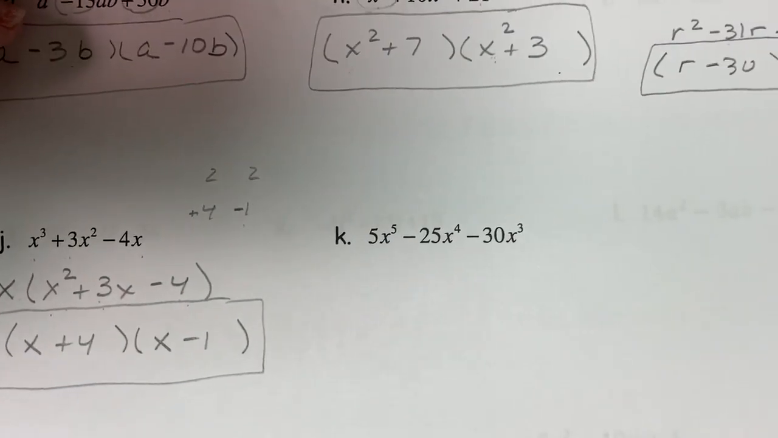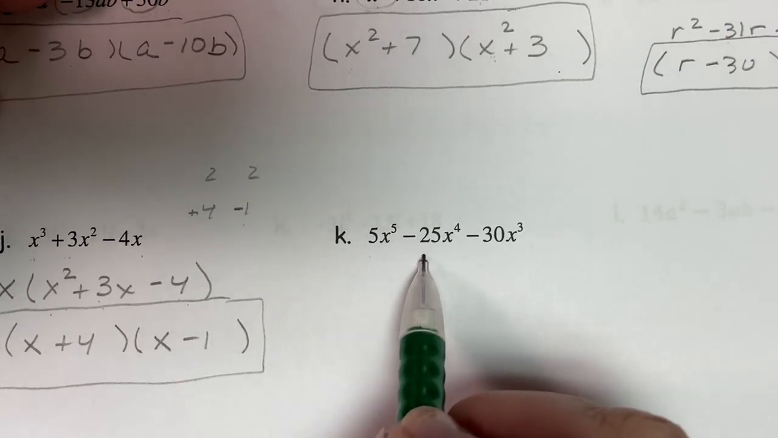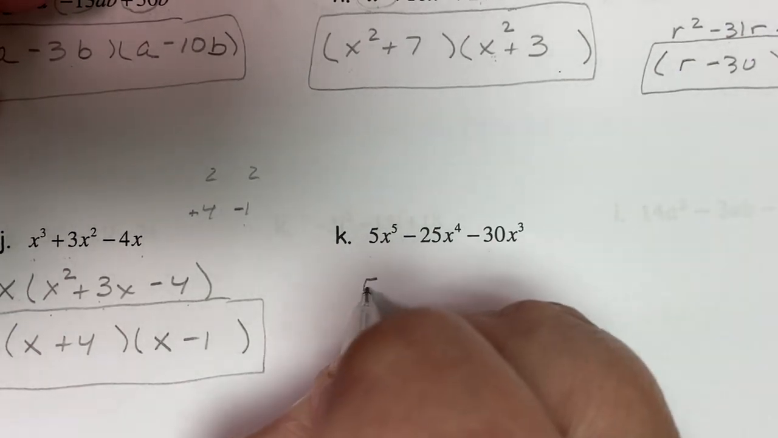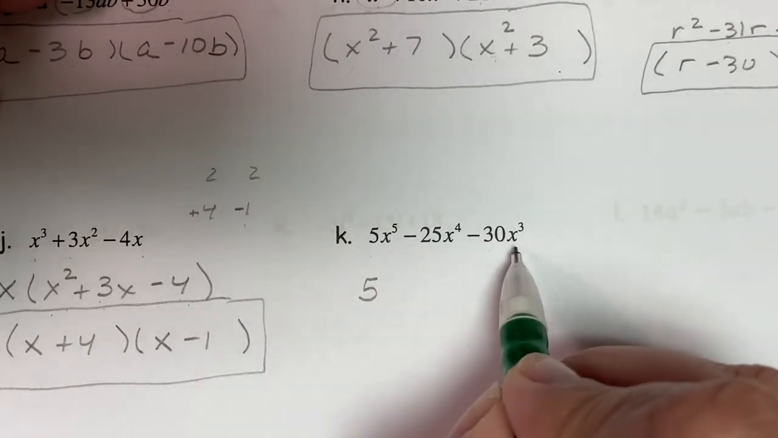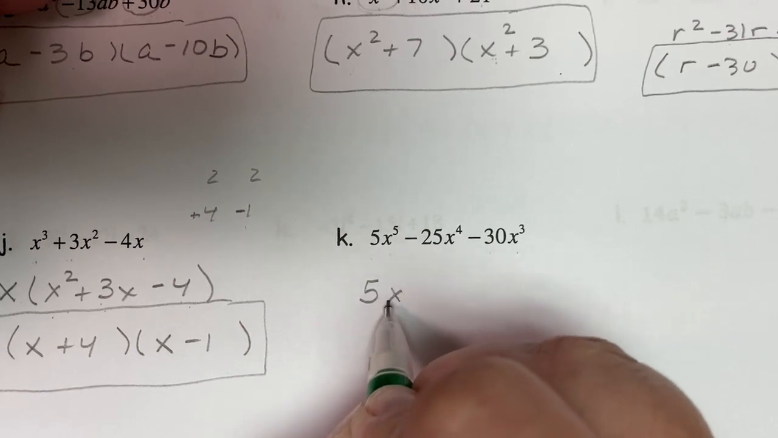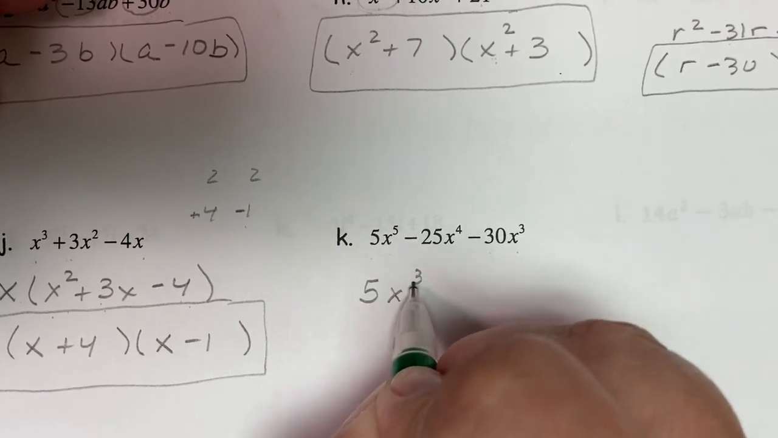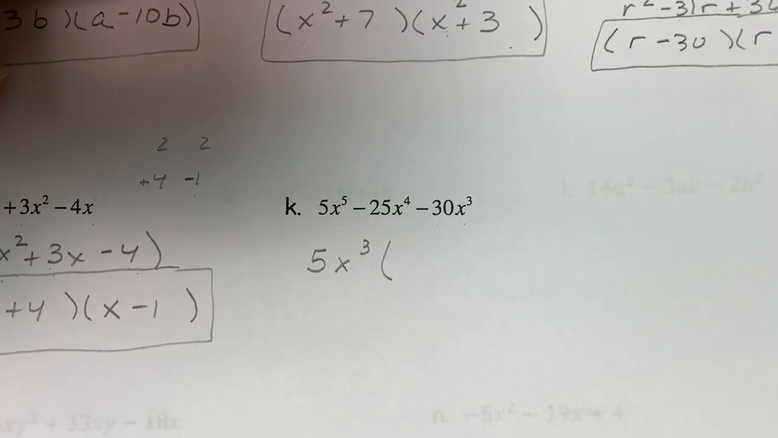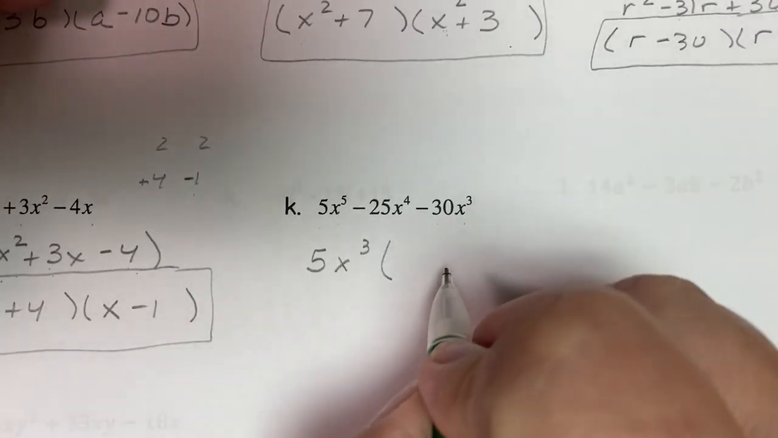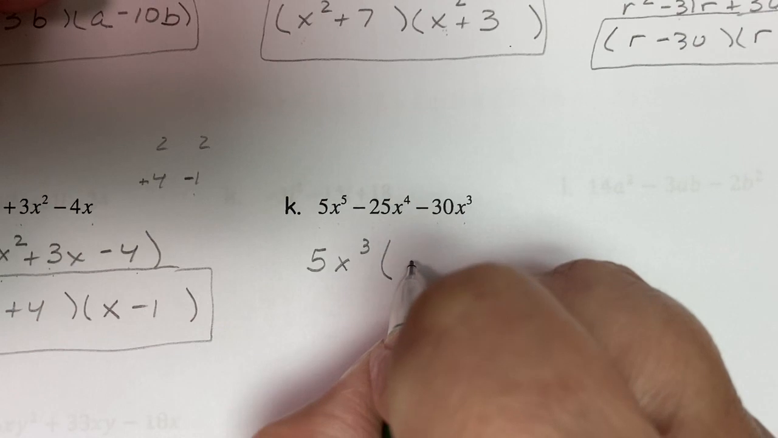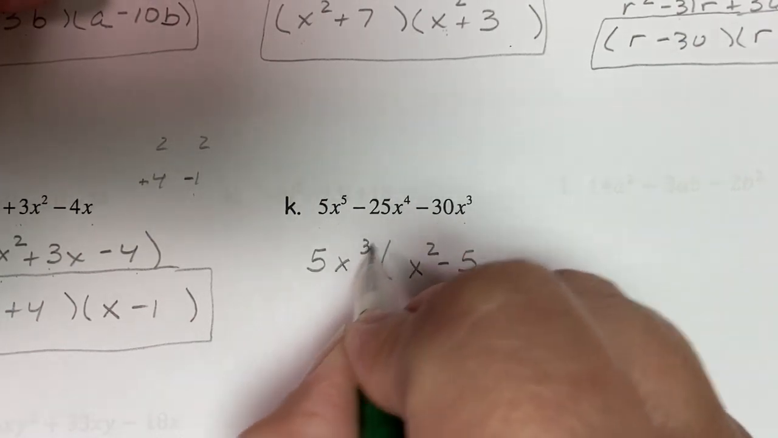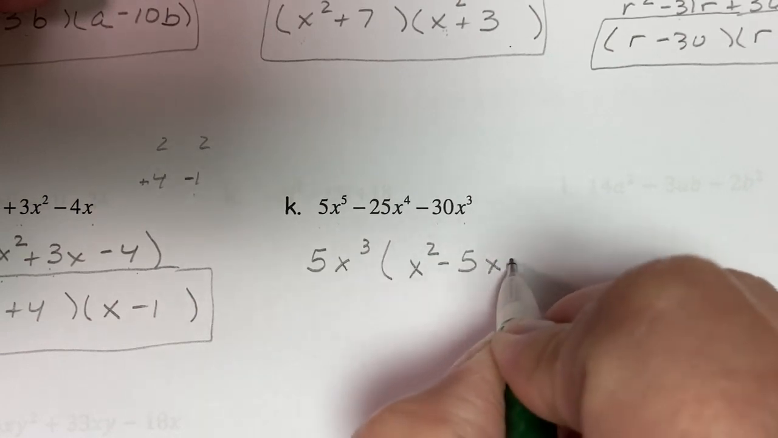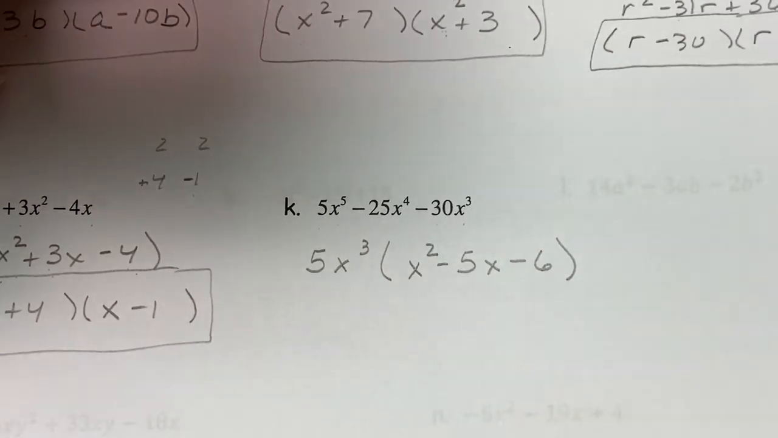Last one here, K. Let's take out a greatest common factor. Well, what divides into all 3 of the numbers? I'm seeing a 5 will divide into all of the numbers. And then if I look, they all have x's in common. So I take out an x, take the lowest exponent, which would be a 3. So let's factor out a greatest common factor of 5x cubed first. In this first term, I'm going to be left with an x squared minus 5. What's going to be left there? Just an x minus 6.